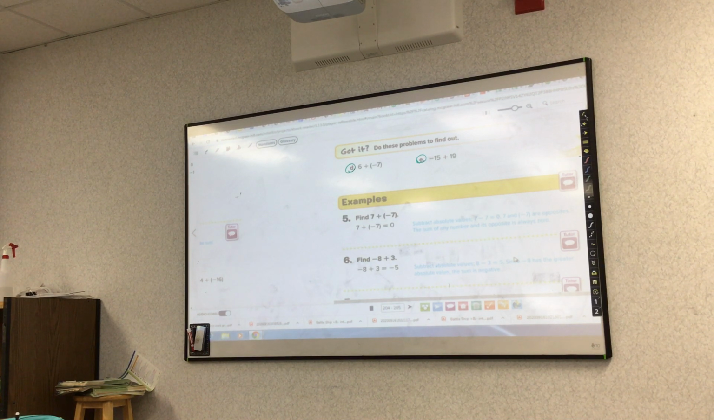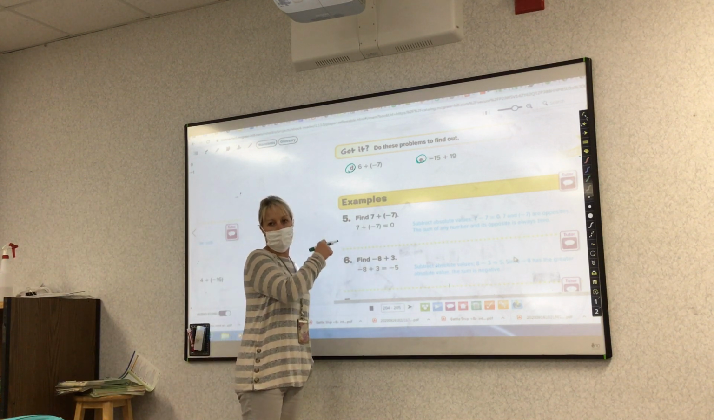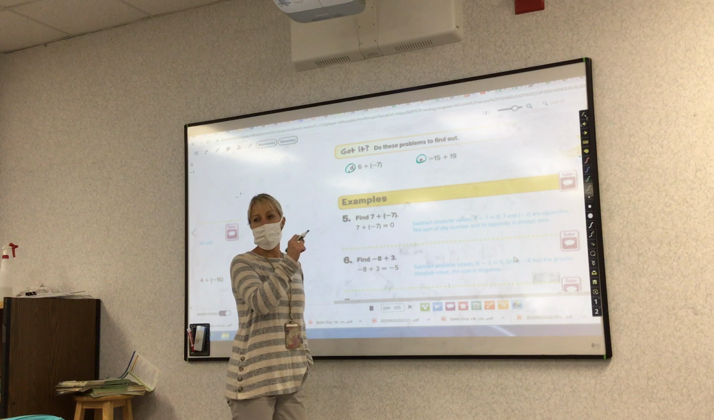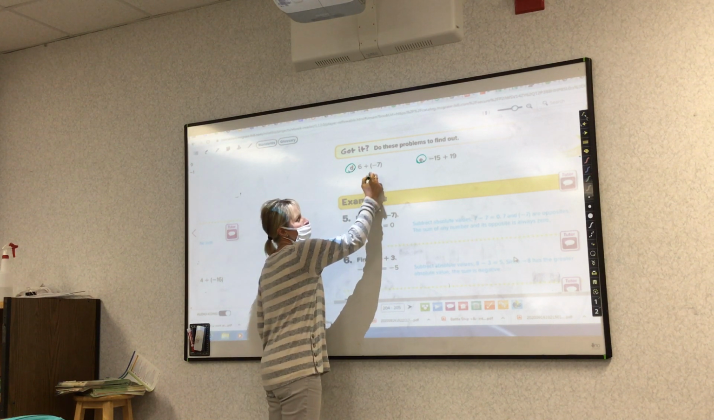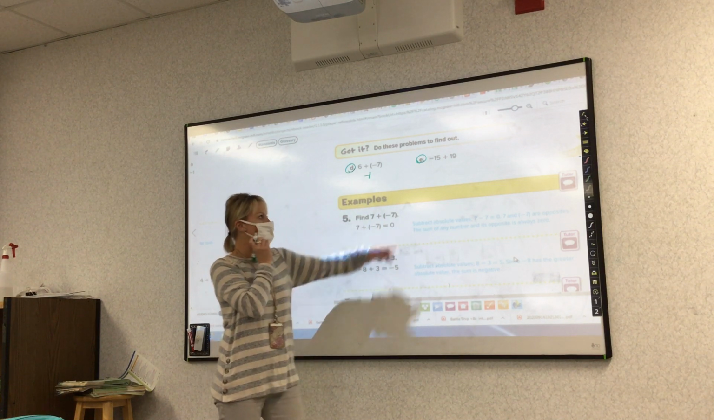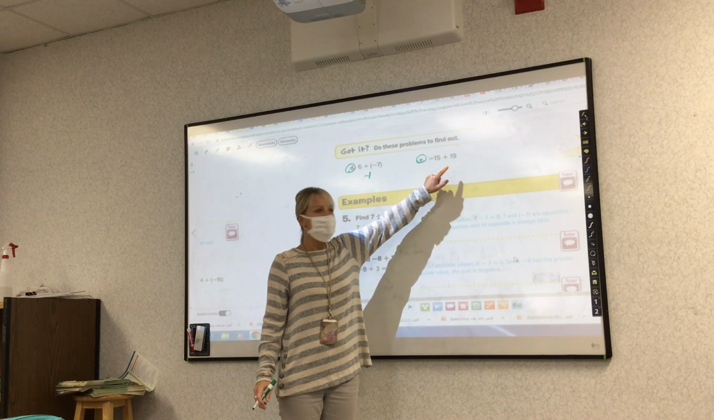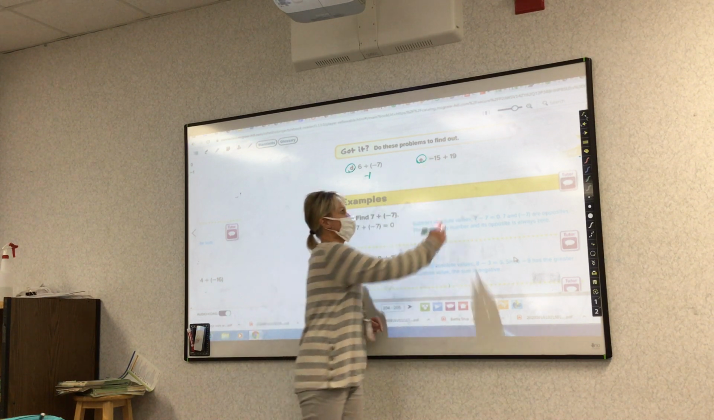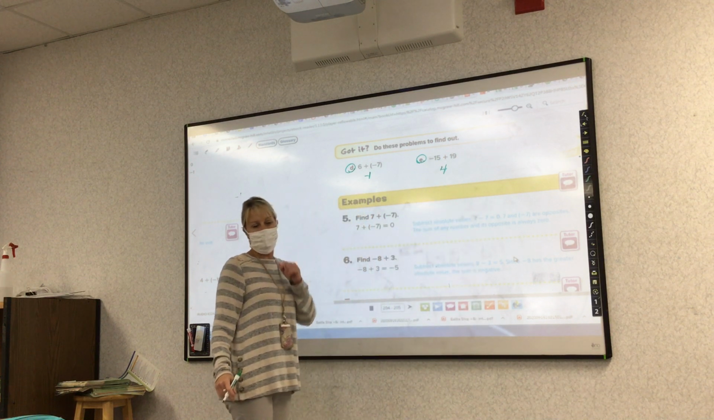We don't just add them together and keep a negative 7, do we? No. If one's positive, one's negative, you subtract. So 7 minus 6 is 1, and then I keep the negative sign. One's negative, one's positive, so you subtract. 19 minus 15 is 4. Keep the sign of the greater number.